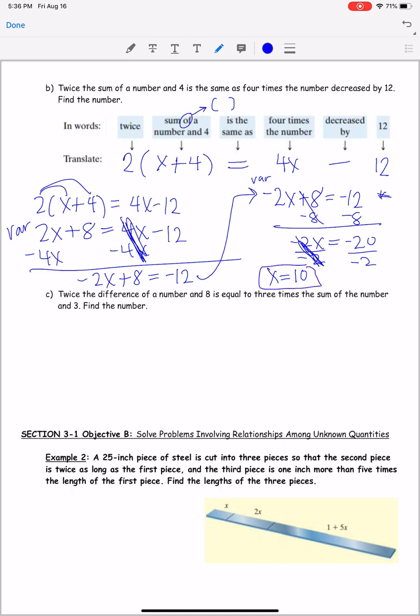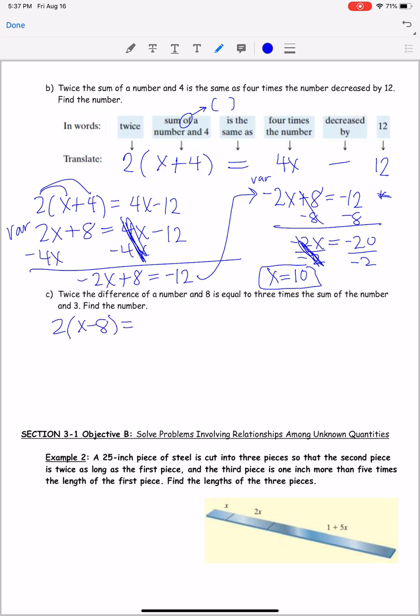Okay, so you might want to pause the video and see if you can do letter C by yourself. This one doesn't have this little in words translation, so you've got to chunk it up how you see fit. C says twice the difference of a number and 8 is equal to 3 times the sum of a number and 3. Find the number. So, first sentence here. Twice the difference of a number and 8. So remember, this of right here is a key word for your parentheses. So this is another one that looks like twice is outside the parentheses, and then the difference of a number and 8. So x minus 8.